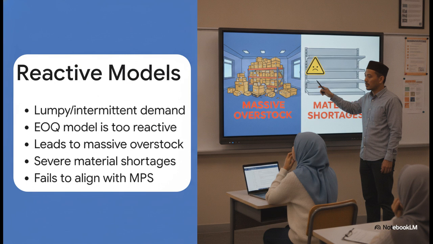Or, even worse, because it's completely disconnected from the actual assembly schedule, you run into severe material shortages right when the line needs parts the most. The whole decoupling function breaks down. Bottom line, reactive models are totally misaligned with assembly schedules. We desperately need something proactive.